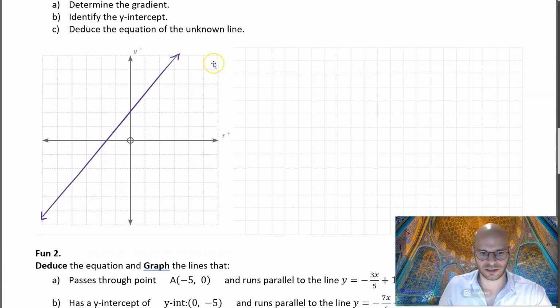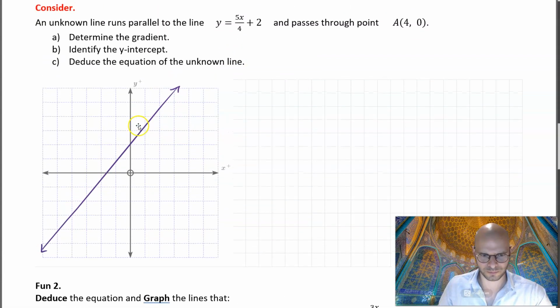Now the known line that we have is shown over here in purple. We can see it's this line because we've got a gradient of 5 over 4, so we rise 5 and then go across 4, and then we have the plus 2 for the y-intercept here.